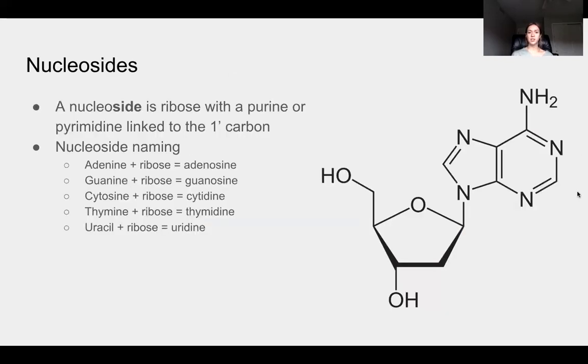All right, so nucleosides. So a nucleoside is a ribose with a purine or pyrimidine linked to the 1' carbon. So here is our ribose, here's our 1' carbon, and here is our purine. So nucleoside naming is pretty straightforward. If you have an adenine linked to a ribose, it's adenosine. A guanine in a ribose is guanosine. Cytosine in ribose is cytidine. Thymine in ribose is thymidine, and uracil in ribose is uridine. So just being able to recognize those names as nucleosides is super helpful.